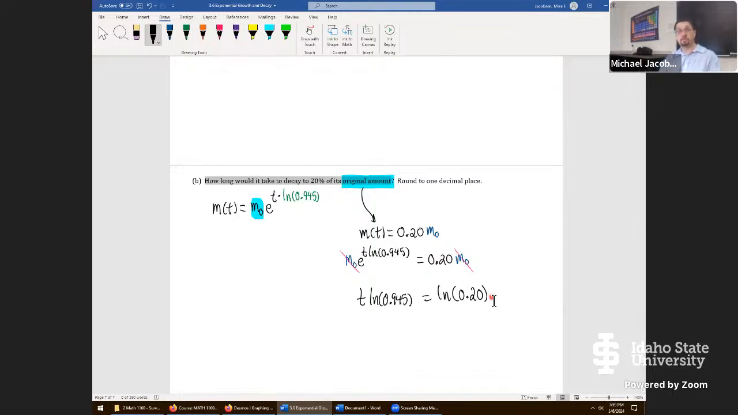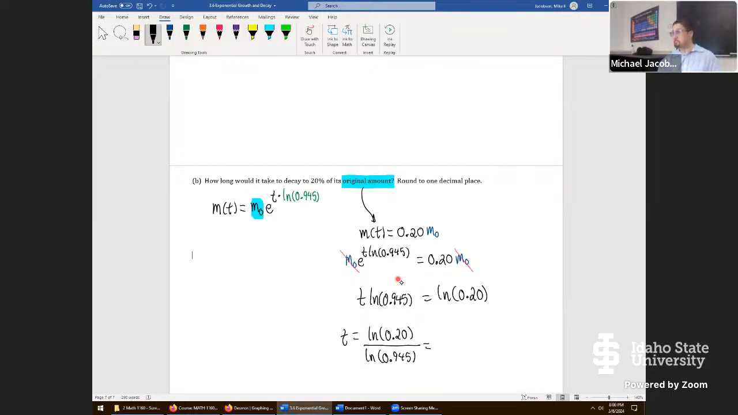Does that make sense to folks? Taking that shortcut there? Okay, looks like people are okay with it. Again, the missing step is I went like this, natural log on that side, and natural log on this side to get to that next step. Then last thing to do is divide both sides by natural log 0.945. So t equals natural log 0.20 divided by natural log 0.945.